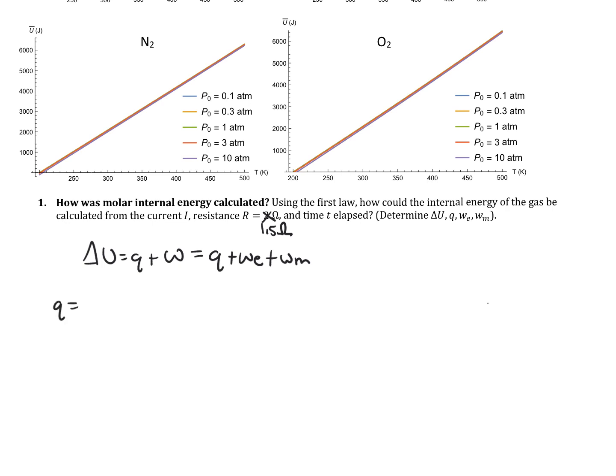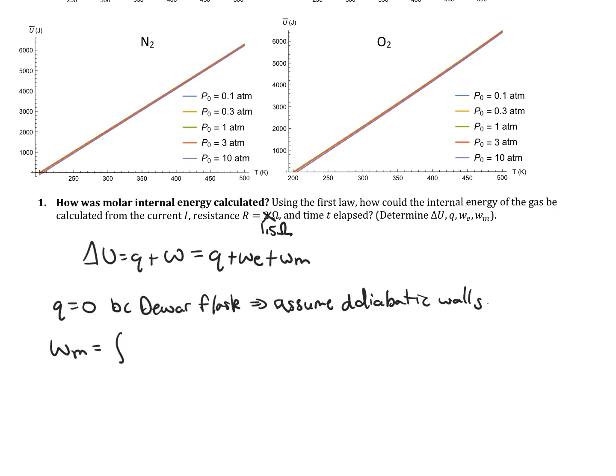First, Q is equal to 0 because we're in that Dewar flask, which we can assume has adiabatic walls. Okay, that's nice. That turns one of those terms to 0.